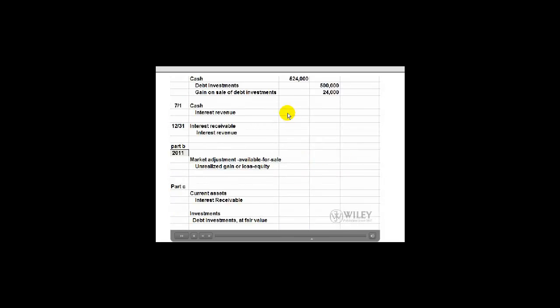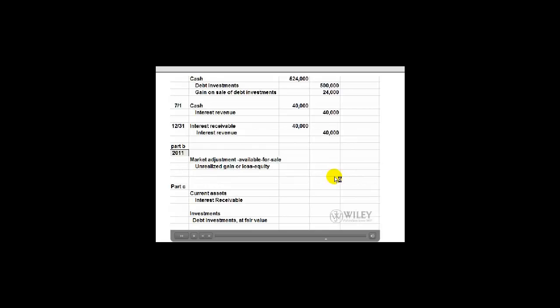On July 1st, received the semi-annual interest on the Carmen bonds. We debit cash for $40,000 and credit interest revenue for $40,000. On December 31st, accrual of interest at year-end on the Carmen bonds. We debit interest receivable for $40,000 and credit interest revenue for $40,000.